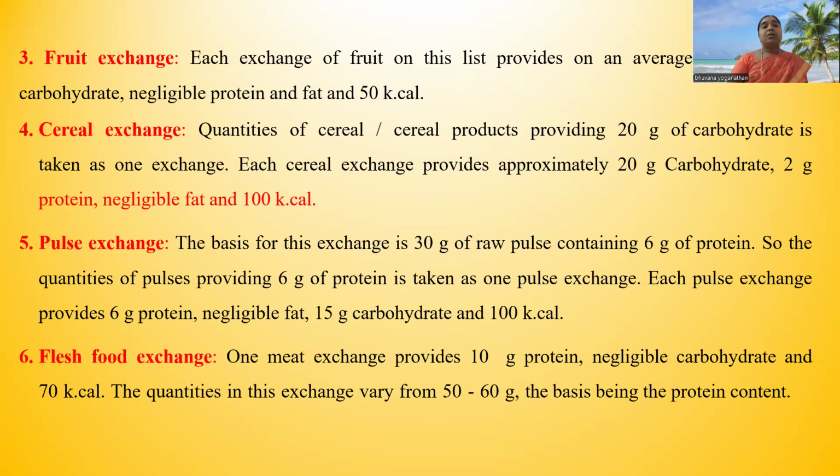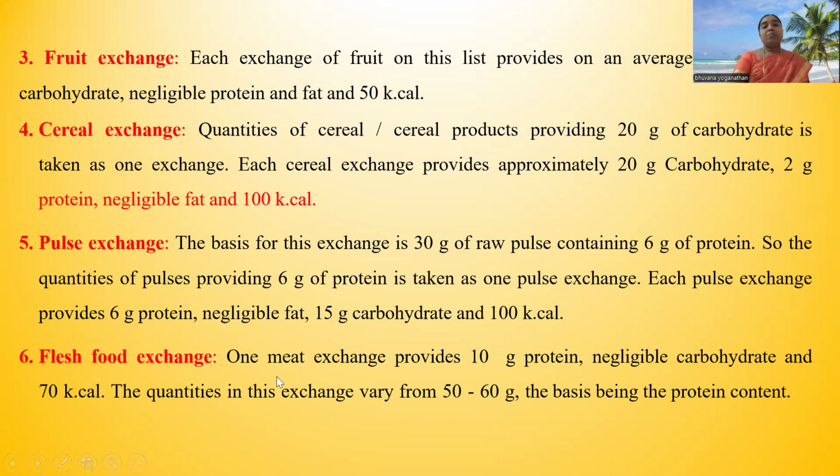Pulse exchange. The basis of exchange is 30 grams of raw pulses containing 6 grams of protein. The quantity of pulses providing 6 grams of protein is taken as one pulse exchange. Each pulse exchange provides 6 grams of protein, negligible fat, and 15 grams of carbohydrate. It also provides 100 kilocalories.